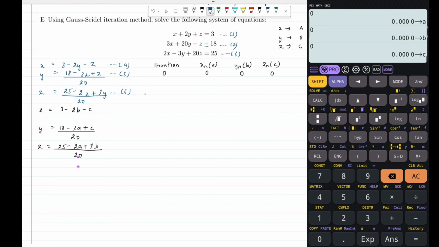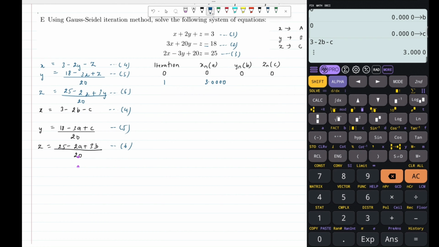Now for the first iteration, we are going to plug in the most recent available values in equation number 4, which is this version. So let us type in equation number 4 on the calculator. It is given by 3 minus 2b minus c. So you see that this value is turning out as 3. So that's the first iteration.